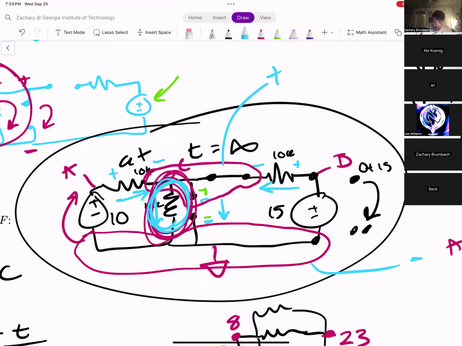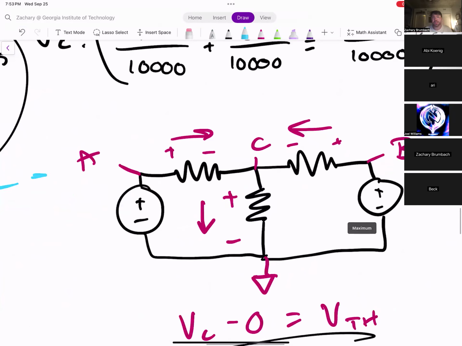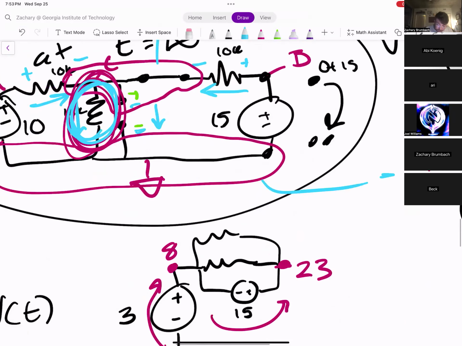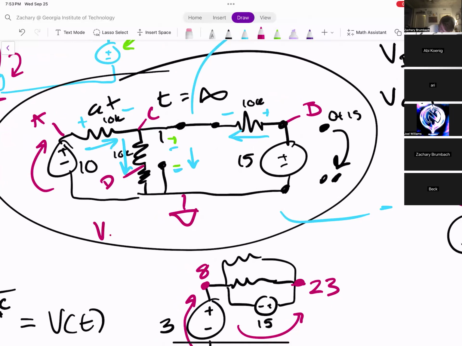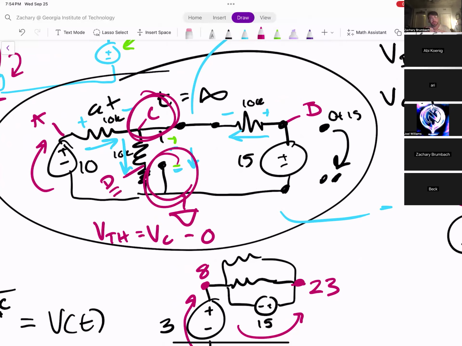Does that make sense? Okay. So it's just really convenient that this resistor is here right now. If, for instance, this was a slightly different circuit, and say that we had two resistors here, we would have to call this one node D. We would still be looking for V Thevenin to be VC minus zero, from VC to our ground node. VD would be in between, and there wouldn't be any one resistor that makes it easy, but we're still looking for the difference in those two nodes, okay? Yeah, that makes sense. Okay.